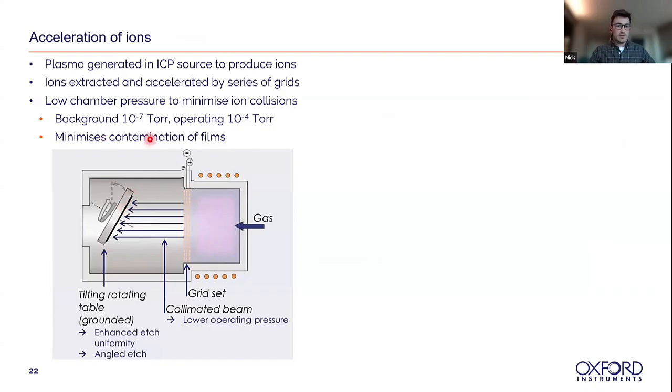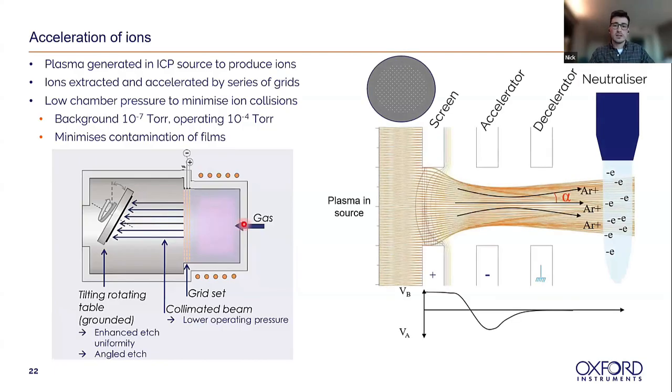As I mentioned, we have very low background pressures, and when we're operating, we operate at about 10 to the minus 4. This allows us to have a very long mean free path for the ions so that they're not colliding as they make their way towards the sample to do the etching. This ensures that we get a nice high ion energy, but also that we don't get a wide distribution in the angle of incidence of our ions. And we can see in more detail on the right here.